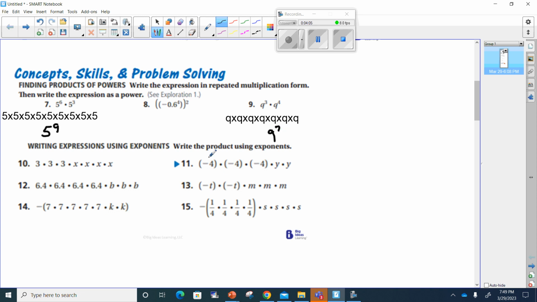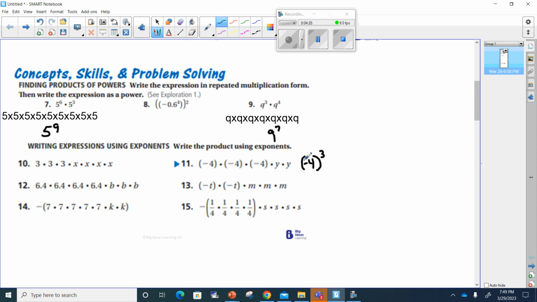Now we got number 11 here. Writing expressions using exponents. Write the product using exponents. So if I'm writing this using exponents, I see I got negative 4 times itself 3 times. So that's going to be negative 4 to the 3rd power.